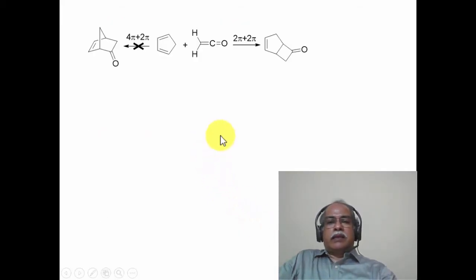You have already seen that the ketene does not undergo Diels-Alder reaction with cyclopentadiene, for example, to produce the 2,2,1 bicyclic ketone of this kind.